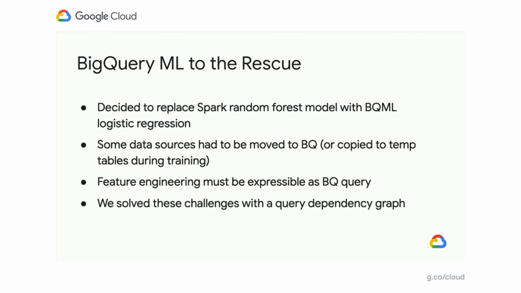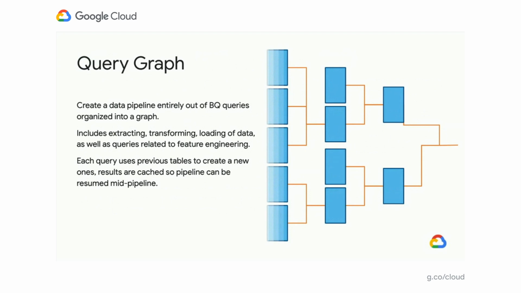So for example, if you use the cosine similarity between vectors as a feature, you'd have to express that as a query. Our approach was to build this pipeline as a dependency graph. So what do I mean by that? Basically, we created a data pipeline entirely out of SQL queries in BigQuery, organized it into a graph. So any extraction, transformations, feature engineering, etc., we express as a directed graph that creates temporary tables at each step. This way, if anything were to happen during the process, we wouldn't have to run the entire thing again, but just pick up from the temporary tables and then continue to run the pipeline until we end up with the final training data set.